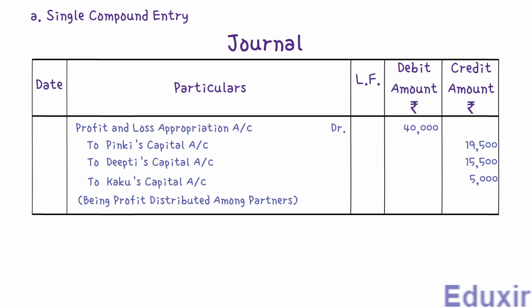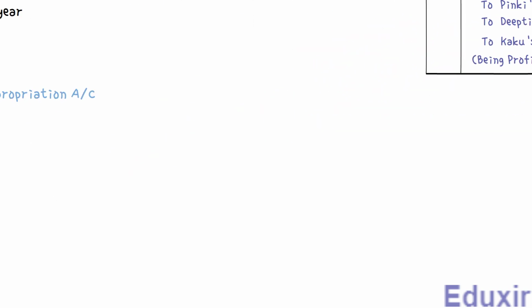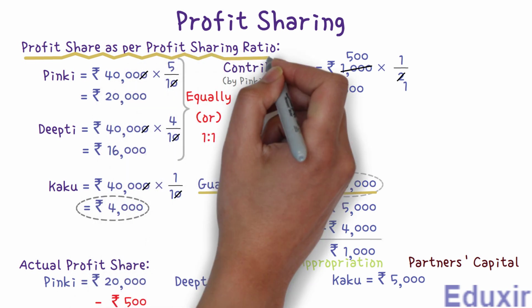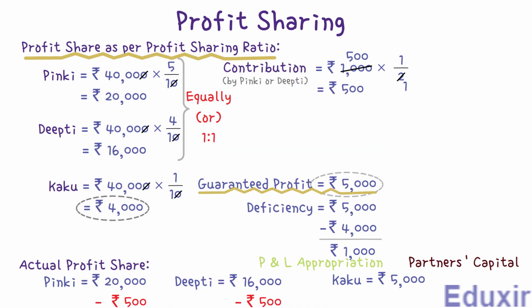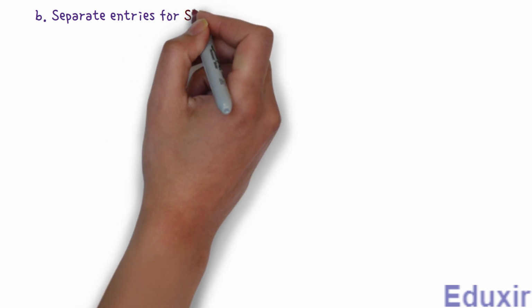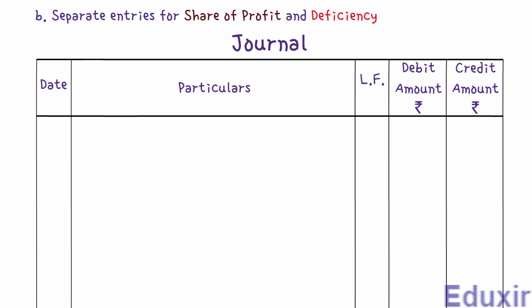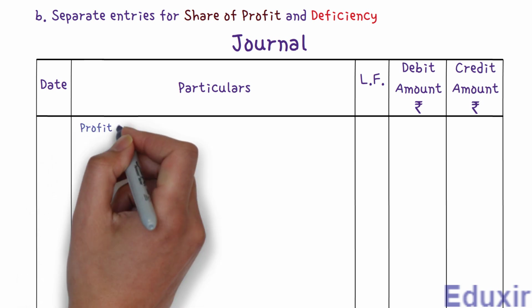Now, there is a second way of recording this transaction related to the distribution of profits. Here, we first record the transfer of the net profit for each partner as per their profit sharing ratio. In this case also, we should debit the profit and loss appropriation account and credit the partner's capital account for each partner. So, let's first write the heading to indicate that we are going to record separate entries for the share of profit and deficiency separately. Let's then have the journal format. Now, for transferring the net profit, the debit entry is in the profit and loss appropriation account.